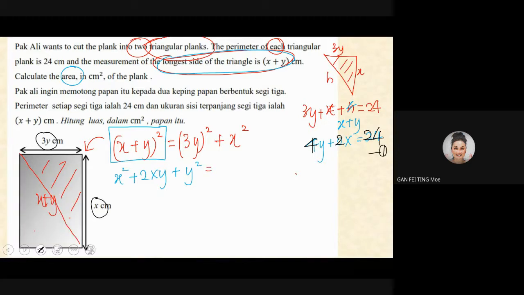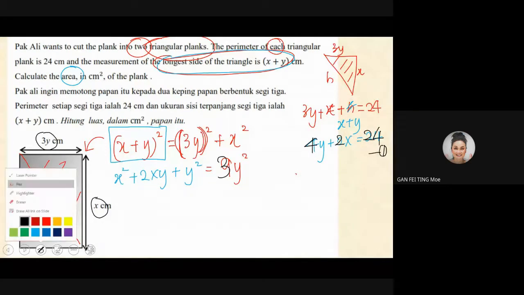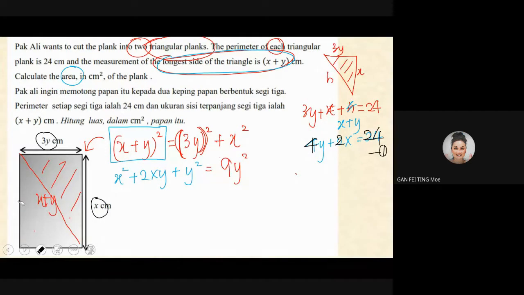It is not 3y squared. Instead of 3y squared, it should be 9y squared. The bracket here is very important. It's a very common mistake done by SPM candidates. They have the bracket in their paper, but on the next line, instead of 9, they write 3. So when this is 3, the whole thing is already wrong, no need to look at it. Okay, all wrong.